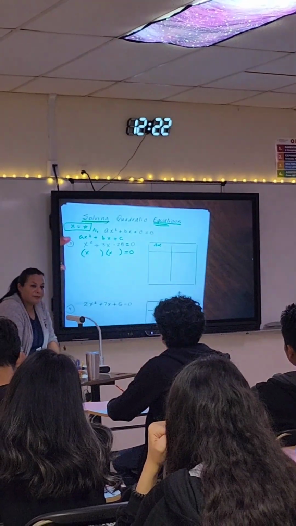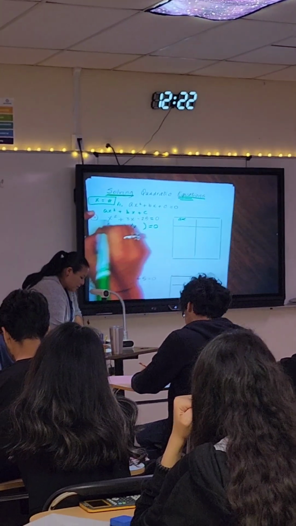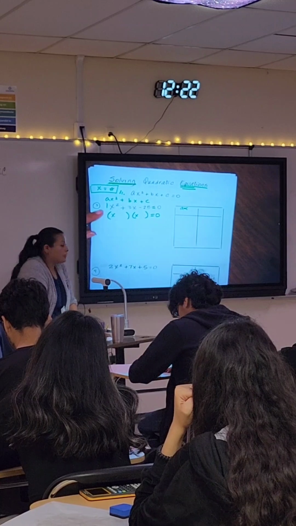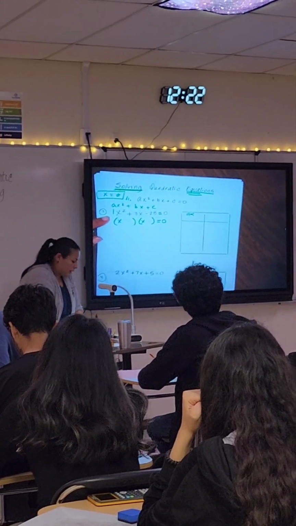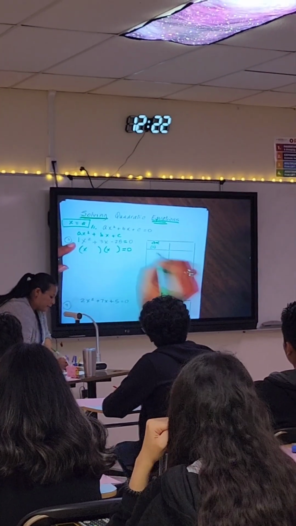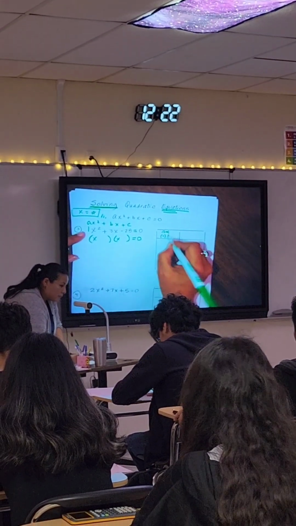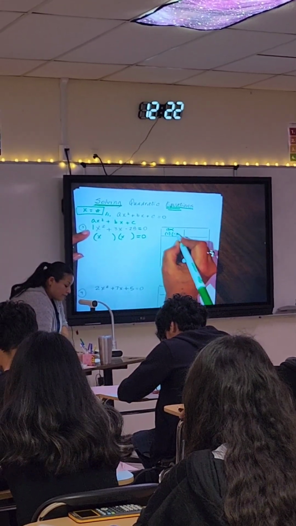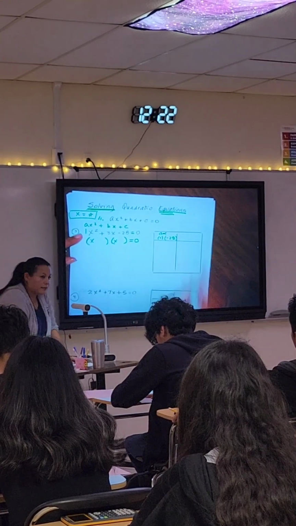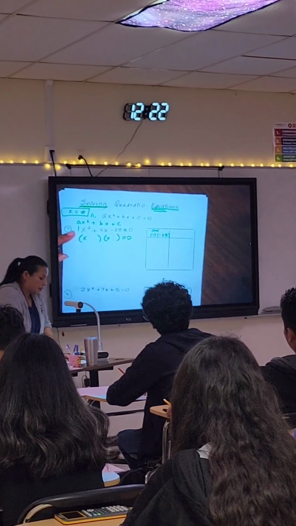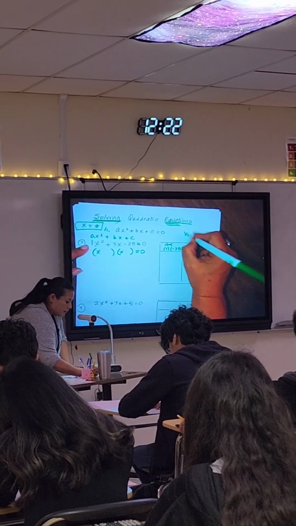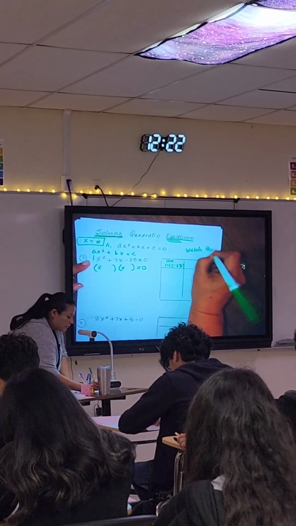What's my A value? It's a 1. If there's not a number listed, it's understood to be a 1. Okay? So I have 1 times C. What is my C value? Negative 28. Be careful with the sign. This one is super important. Watch the sign. Watch the sign.